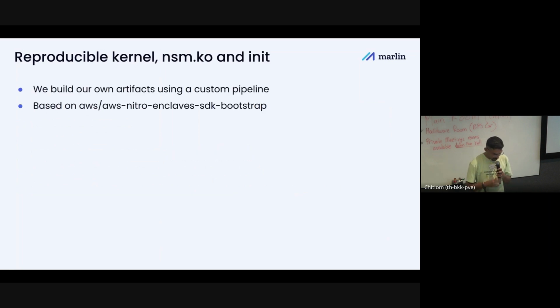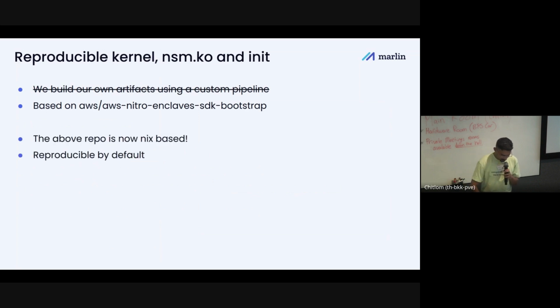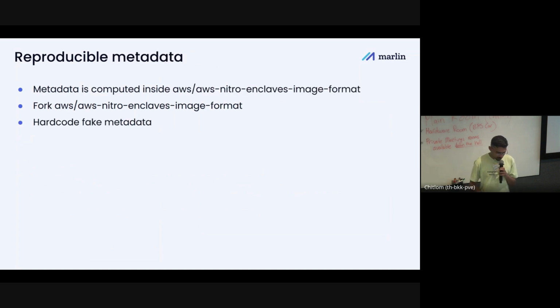The next one is the kernel, NSM and init. These are all in the same repository by AWS, and we essentially just build our own artifacts reproducibly using a custom pipeline. But for some good news, AWS actually updated their Bootstrap repo to be entirely Nix-based, so you don't really have to do any of what we do. You just clone the repo, build it using Nix, and it's all fully reproducible by default right now. So that's good.